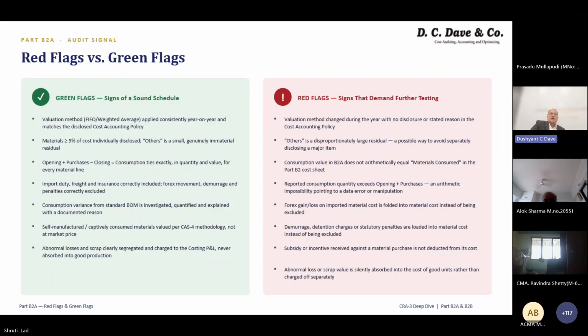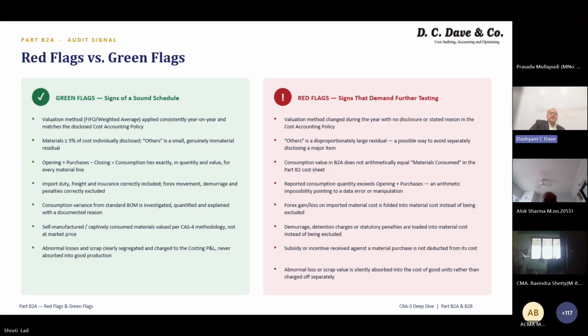So I'm giving you a quick sight on what are red flags and green flags. Again, please take a screenshot of this. A professionally prepared B2A usually exhibits the following characteristics: consistent valuation policy, proper disclosure of major materials, perfect reconciliation, proper inclusion of landed cost, whatever we discussed. I'm just trying to summarize what we discussed, so we can understand exactly what can go wrong and what can be prevented by us.